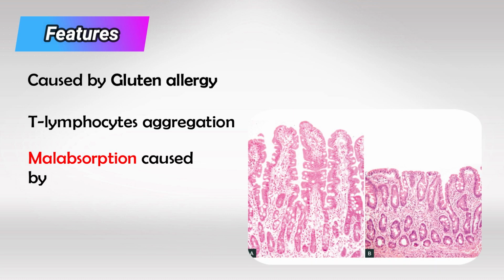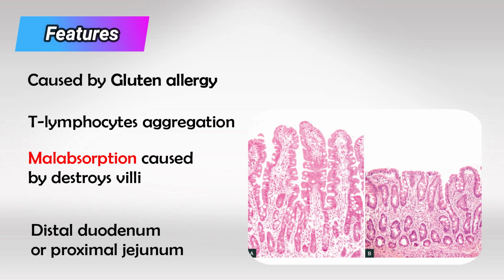Inflammation is a destructive process, and so this will destroy the villi. And without villi, there will be no absorption. The area of the intestine that is most commonly affected is the distal duodenum or proximal jejunum. So it's basically the junction between these two parts.